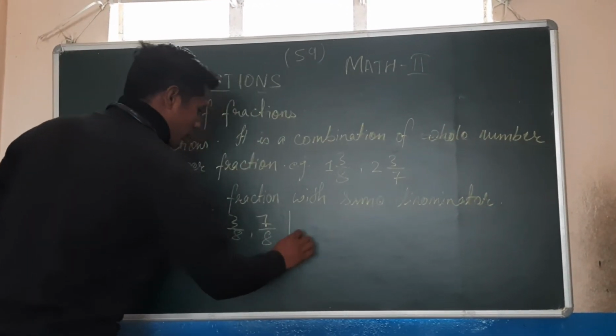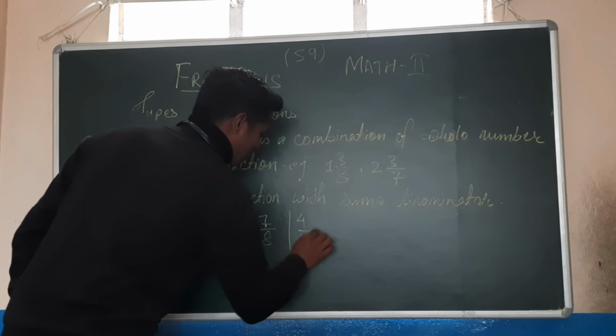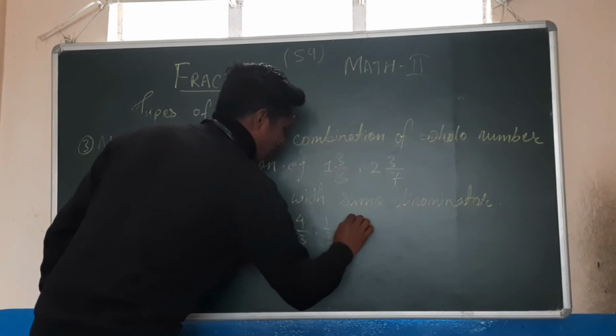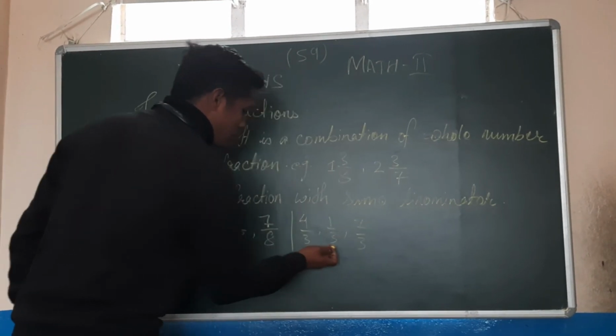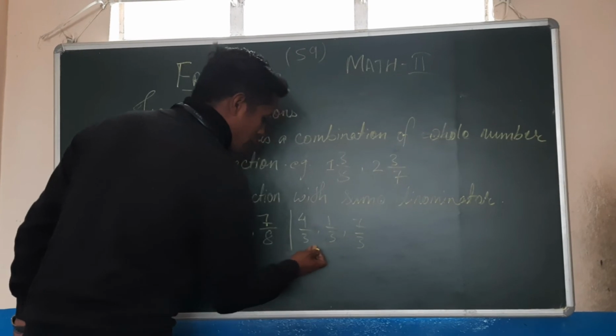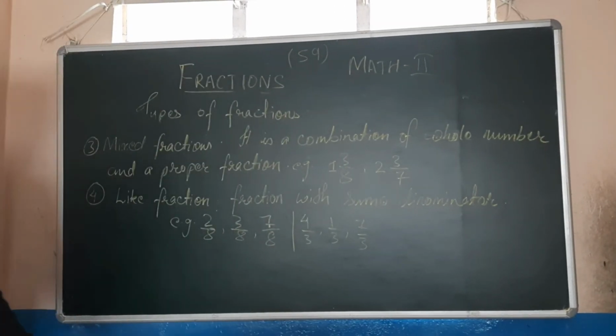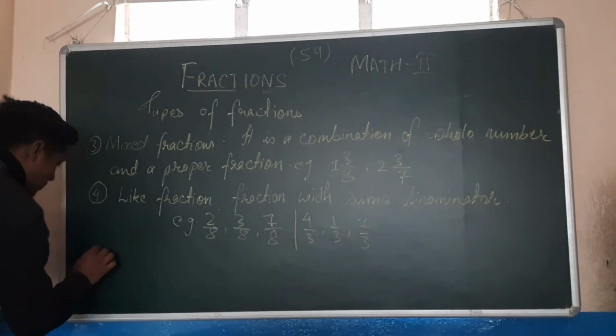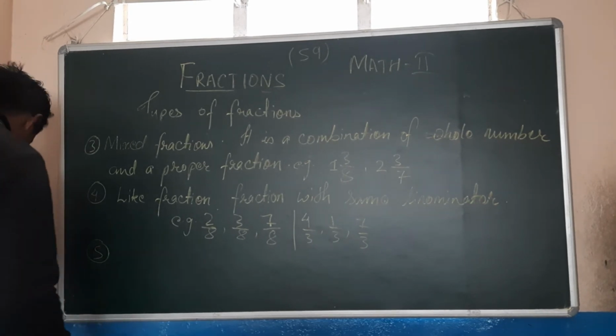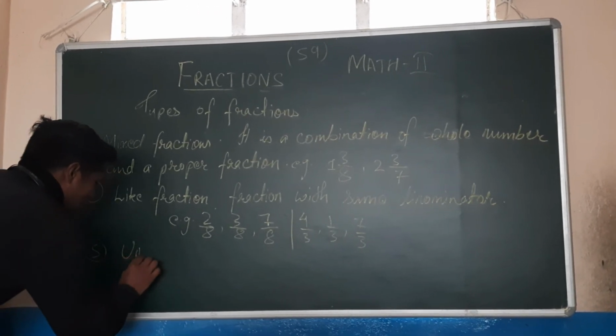Another example may be 4 by 3, 1 by 3, 7 by 3. In this case also, all the denominators are same. Therefore, they are known as like fractions. Moving on to the next part, that is unlike fractions.